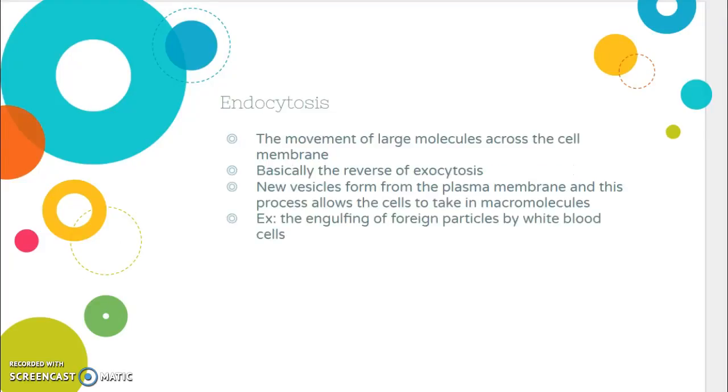And endocytosis is the opposite. It still moves large molecules across the cell membrane. It's the reverse of exocytosis. This is when vesicles form from the plasma membrane and allows the cell to take in the macromolecules. An example would be the engulfing of foreign particles by white blood cells. So white blood cells fight off foreign things in your body, and so they can actually engulf them by endocytosis.